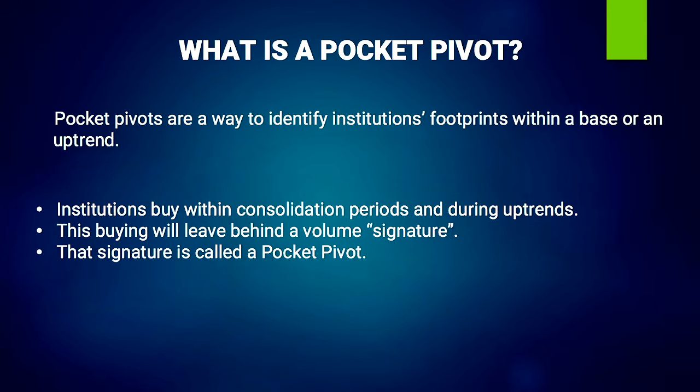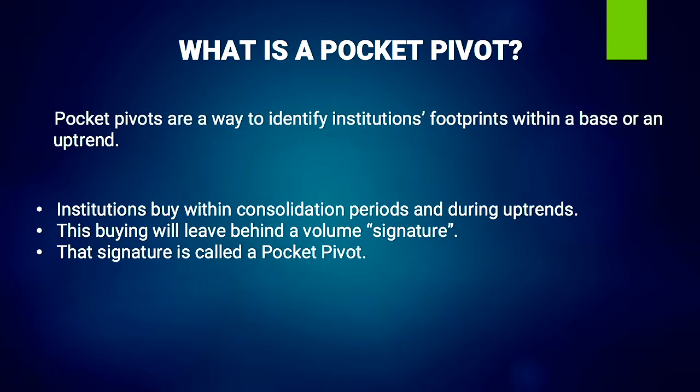Pocket pivots are a way to identify institutions' footprints within a base or an uptrend. Institutions buy within consolidation periods and during uptrends. This buying will leave behind a volume signature, and that volume signature is called a pocket pivot.